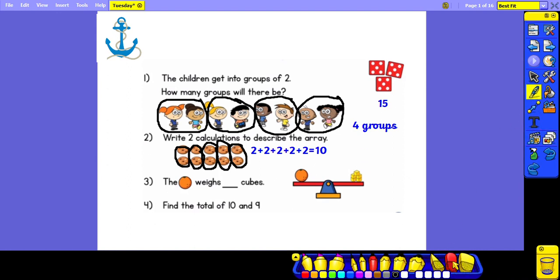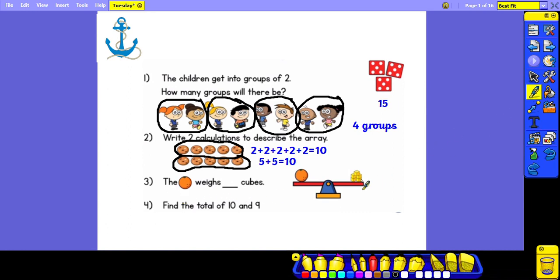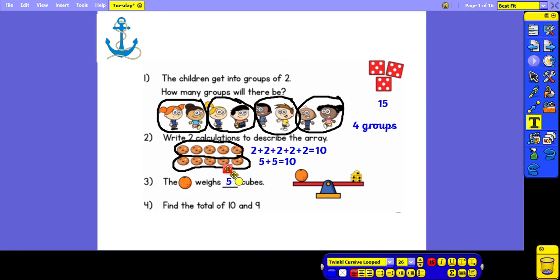The other way that we could have written the calculation would involve looking at the rows. We have got two rows, each with five cookies. So our second calculation would be 5 add 5 equals 10. Question three, the orange weighs, let's count up how many cubes, 1, 2, 3, 4, 5. And question four, find the total of 10 and 9. So I'm going to put 10 in my head and then you can count on 9 and you would get 19.